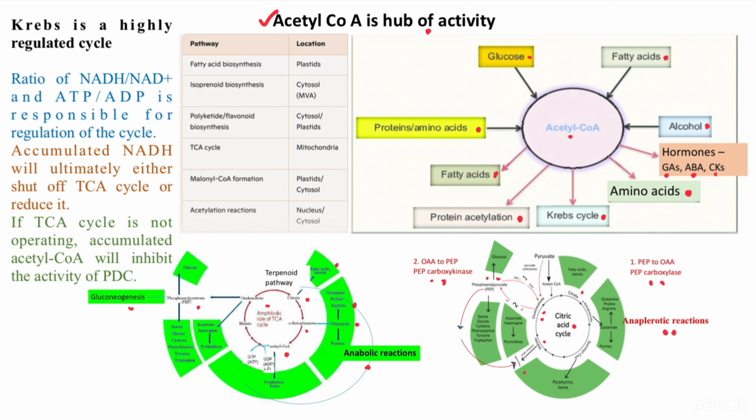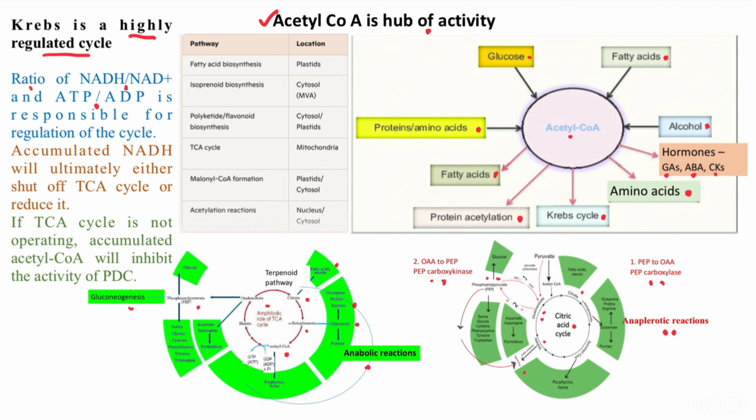Before we wind up our discussion, finally on Krebs cycle, we need to know the regulation of Krebs cycle. Krebs cycle, like glycolysis, is a highly regulated cycle. And we should know that it is the ratio of NAD to NADH and the ratio of ADP to ATP which will govern whether the cycle should continue to operate or the intermediates may be pushed into other pathways.